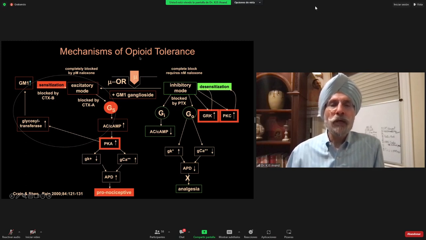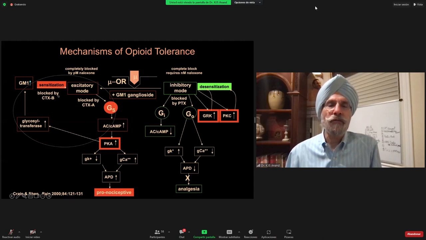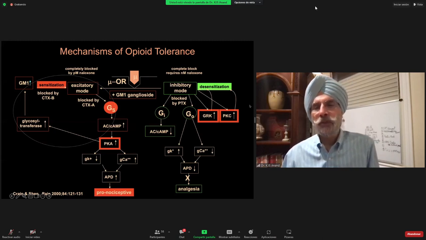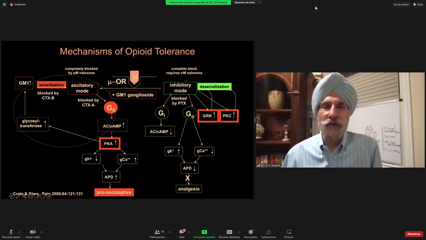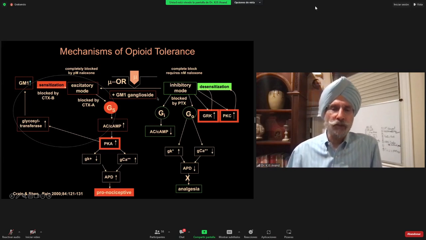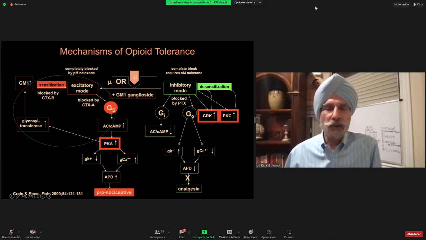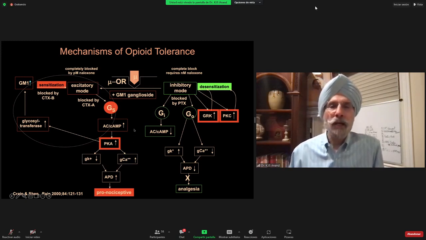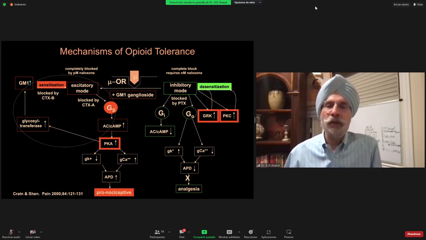So you don't need all the opiate receptors to flip from inhibitory to excitatory mode. Only about 10% of receptors, if they are flipped over, will supersede the inhibitory effects of the opiate receptors. And so this is a pro-nociceptive pathway and one of the key mechanisms.